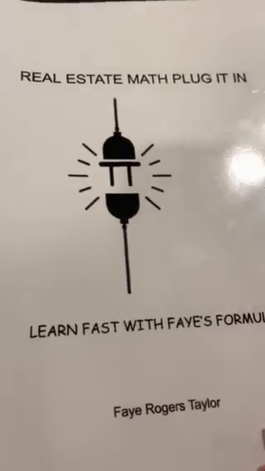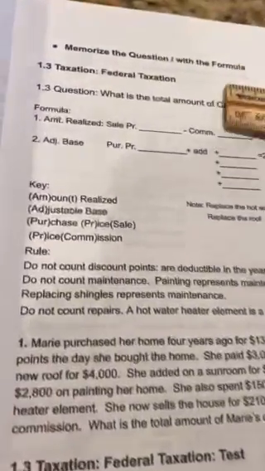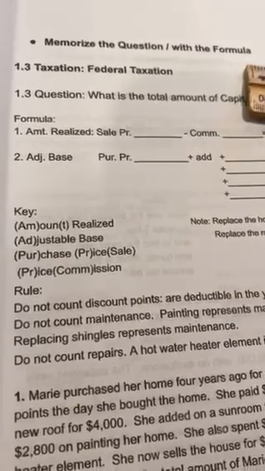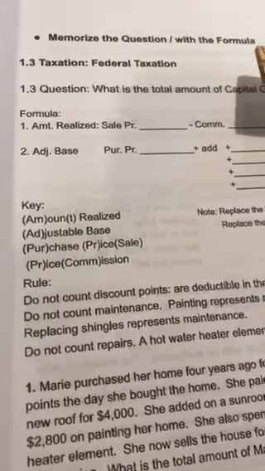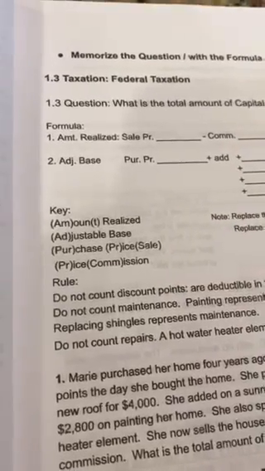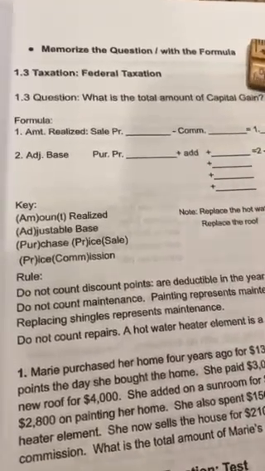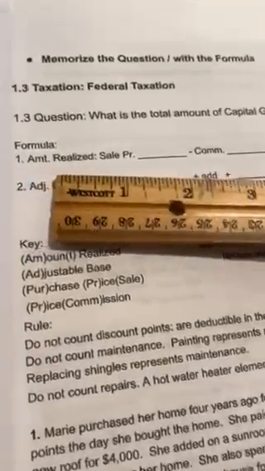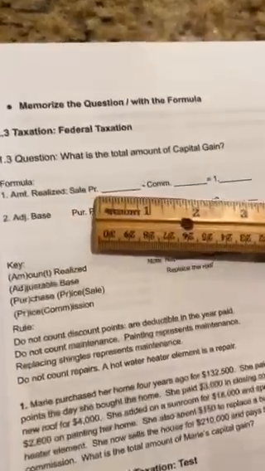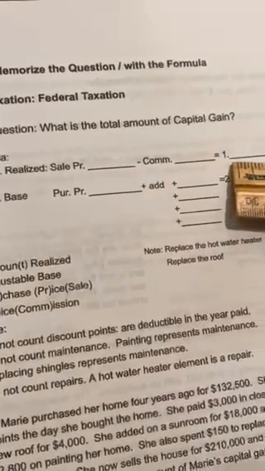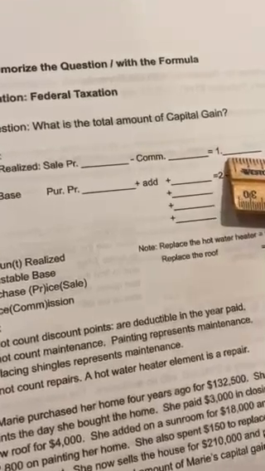Faye Rogers Taylor. On page 1.3 of my book is capital gain, federal taxation. The question you must memorize is, what is the total amount of capital gain? The formula is line 1, amount realized, sale price, blank, minus commission, blank, equals the answer for line 1.